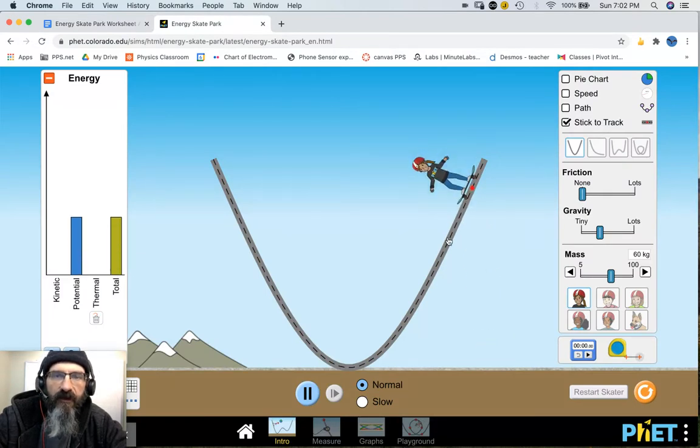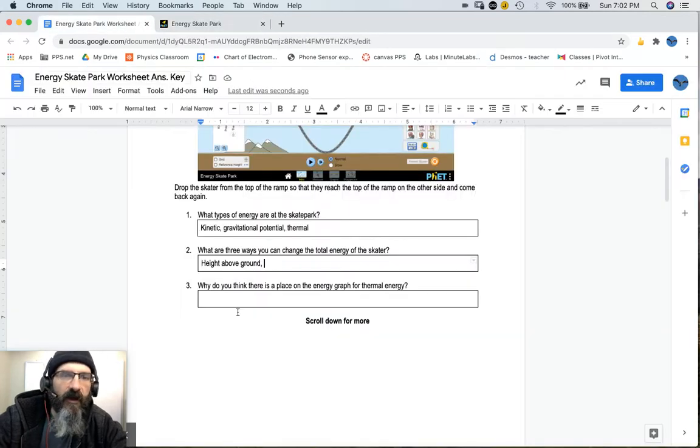So let's presume, well, I'm going to pause this thing so they actually stay up in the air. Let's mess with some things. Let's try gravity. Oh, look at that. Now, gravity does change their total energy. And so does mass. So let's go back here. Height above ground. I'll say force of gravity. And mass of skater.